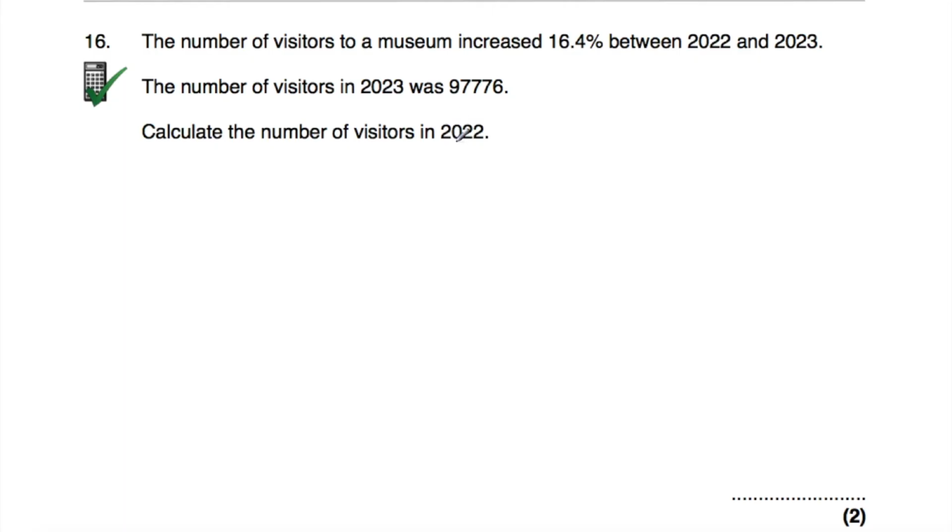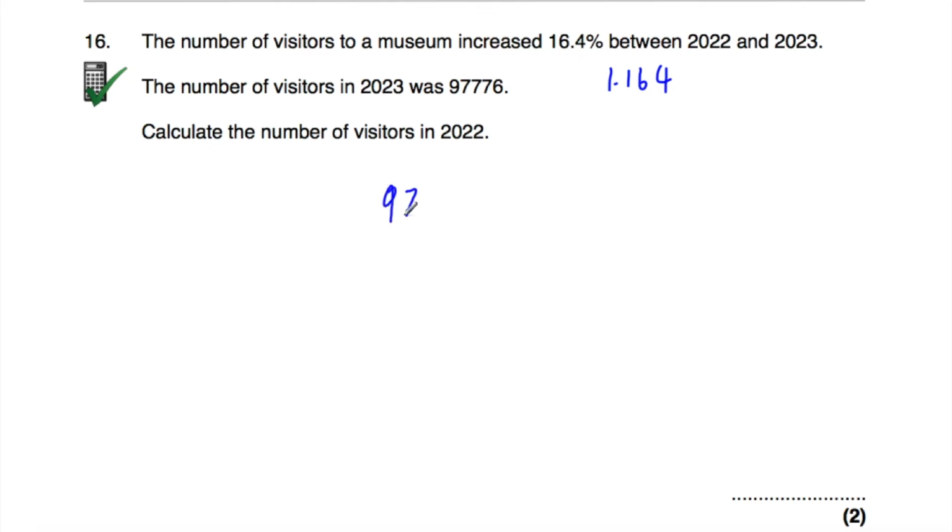Okay, another approach that we could use for this question is to consider multipliers. If the number of visitors to the museum increased by 16.4%, that means we would have 116.4%, or as a decimal number, 1.164. So if you multiply something by 1.164, that increases it by 16.4%. And we know once it's been increased by 16.4%, the answer is 97,776.